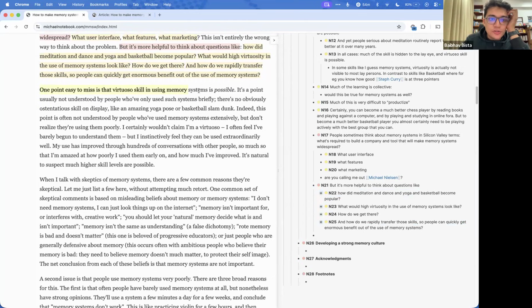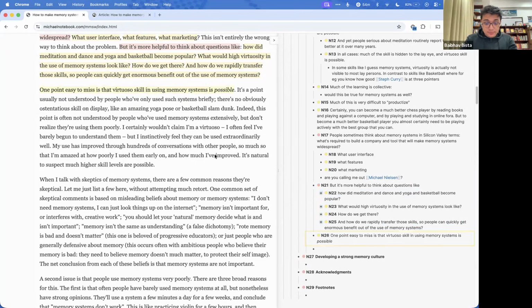One point easy to miss is that virtuoso skill in using memory systems is possible. I think this is a very important point. It's not easily apparent. If you've never done flashcards, and I am denigrating it a bit by calling it just flashcards, it feels very simple, right? It just feels like a question and answer. But you realize that there are so many ways in which you can slightly hint at the answers. Maybe you don't want to do that, but maybe if it's something that you're starting from scratch on, you do want a bit of that cognitive aid.